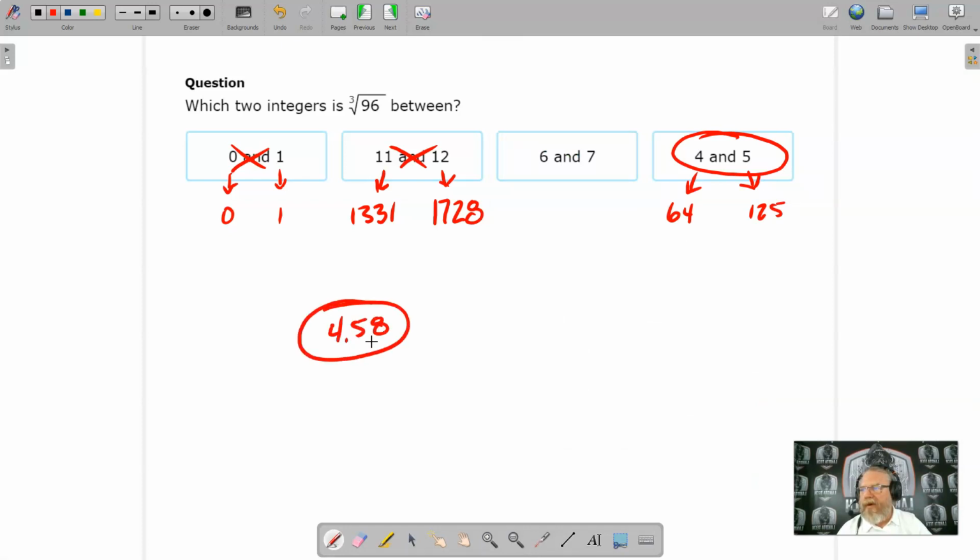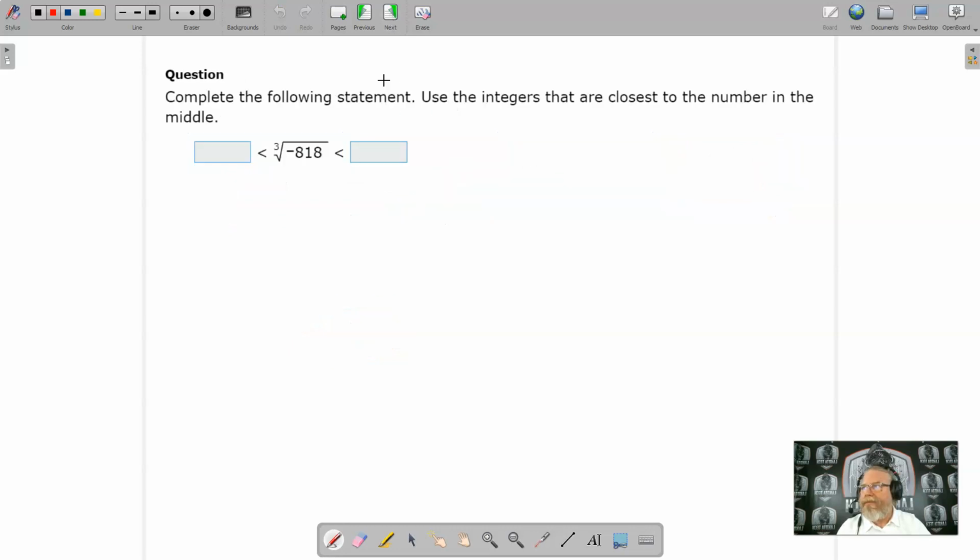So where would this 4.58, the cubed root of 96 approximately, fall? Well, 4.58 is going to fall somewhere between 4 and 5. So that's using the calculator. That would be the quick way to do it. If you don't have a calculator that'll do cubed roots, then you can just do a guess and check by multiplying those numbers times themselves 3 times to see what that product is, and then compare it to the radicand that you're looking for.